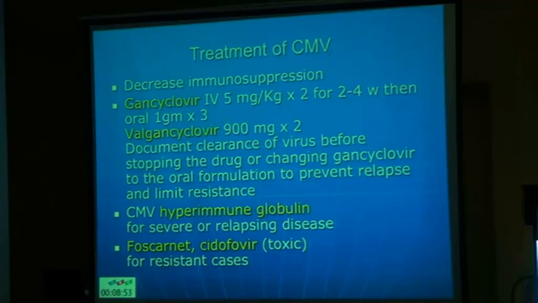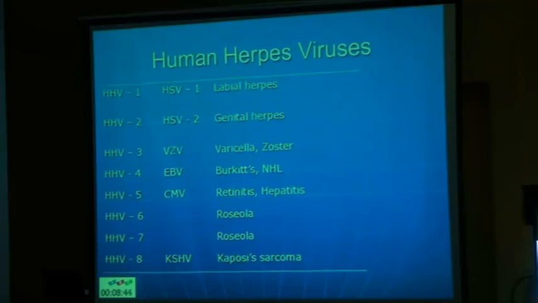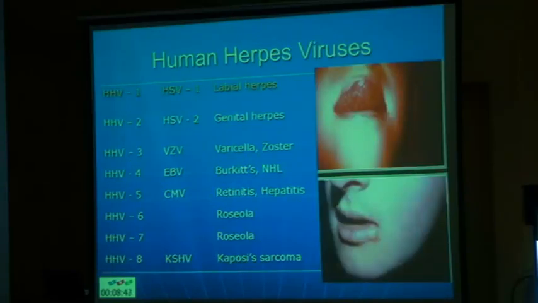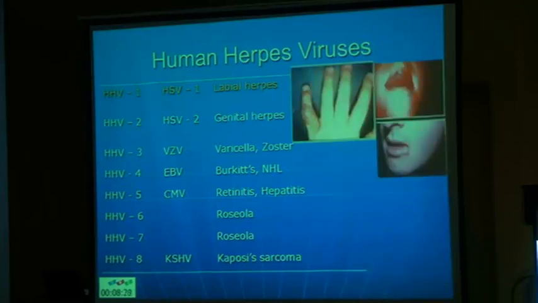We can also use cytomegalovirus hyperimmunoglobulins for severe or relapsing cases, and you can use foscarnet and tenofovir, which are toxic, for resistant cases. Now, for the rest of the herpes viruses, you have herpes simplex virus type 1. You get the labialis herpes, and usually it is not a great problem with the prophylaxis, but it can appear later and may require prolonged prophylaxis. And you can also get pneumonia, and you can get systemic infections.